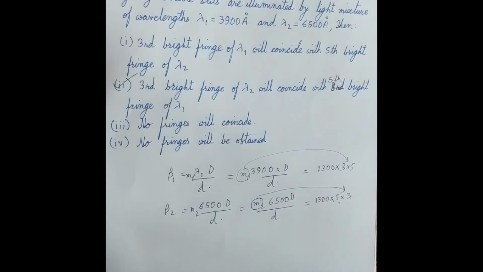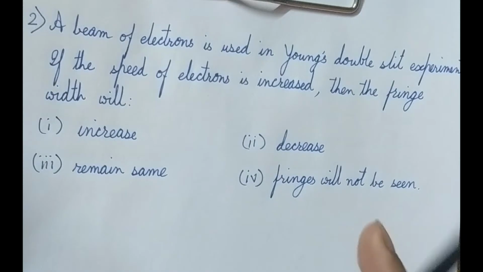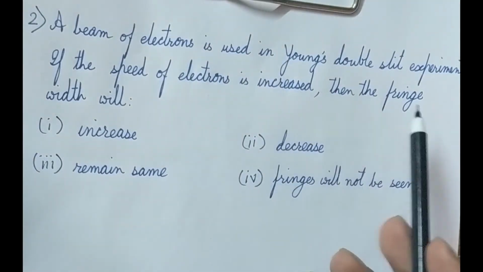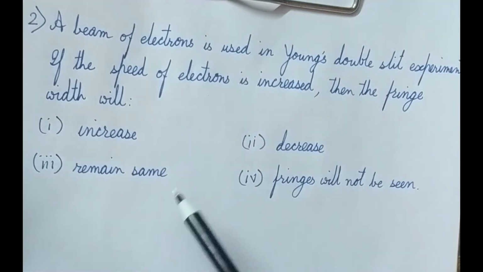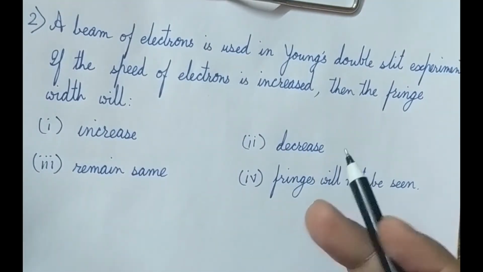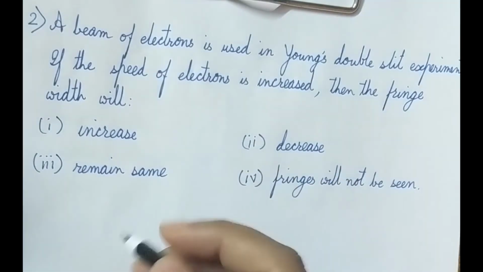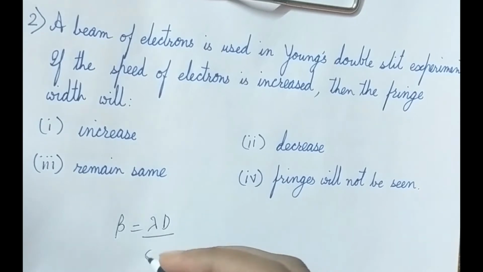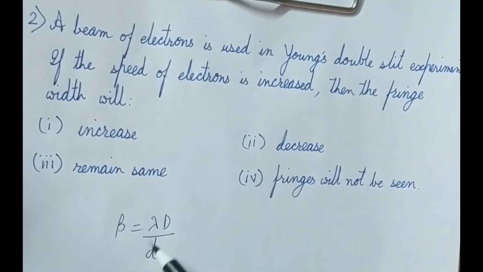Let's move ahead to the next sum. It says that a beam of electrons is used in Young's double slit experiment. If the speed of the electrons is increased, then will the fringe width increase, decrease, remain the same, or will fringes not be seen? We know that the fringe width formula is beta equal to lambda capital D divided by small d. So this beta depends on lambda, capital D and small d.